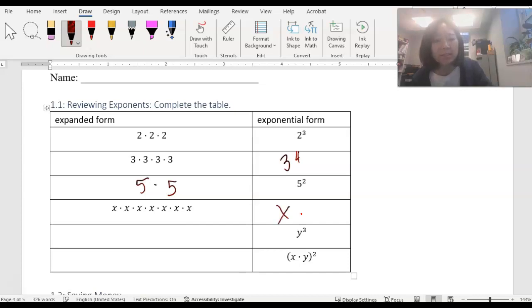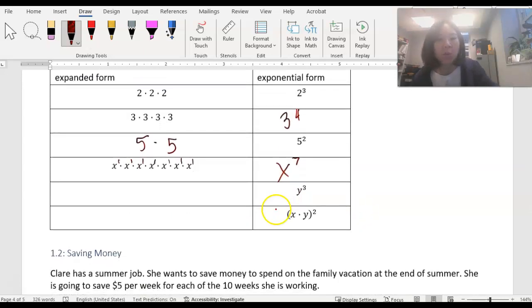Well, again, it's the number of times we're multiplying it. So this is 1, 2, 3, 4, 5, 6, 7, x to the 7th power. And each of these invisible exponents is a 1. And so when we're multiplying exponents of the same base, we're simply adding the number for the exponent because that's the number of times that we are multiplying it by itself. So y to the 3rd power is y times y times y.